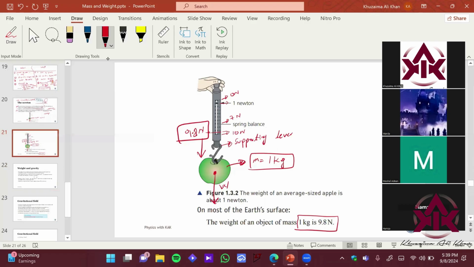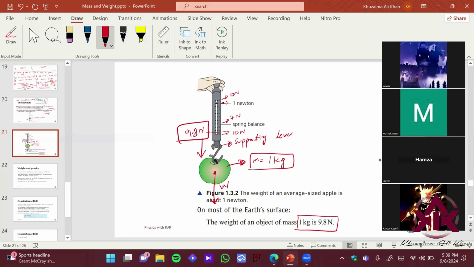So is this clear? How do we measure the weight of an object? Raise your hand if it's clear. Give me a thumbs up. Yes, clear. I am clear. Okay, good.